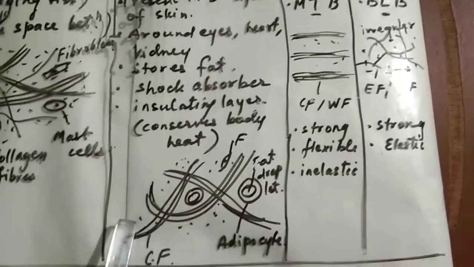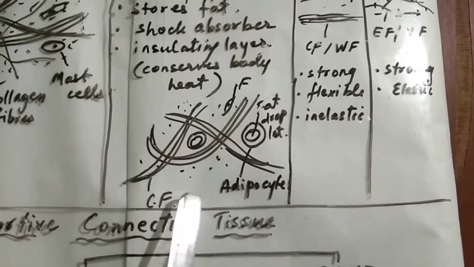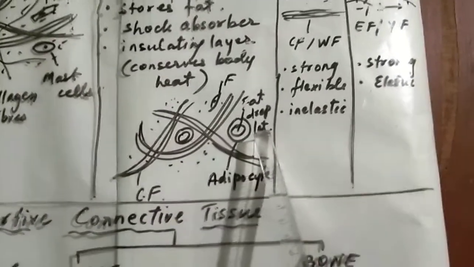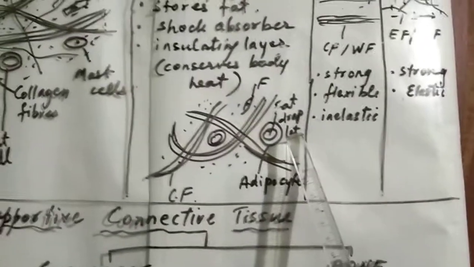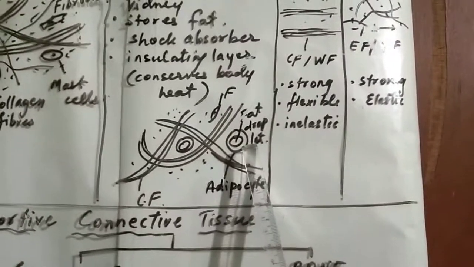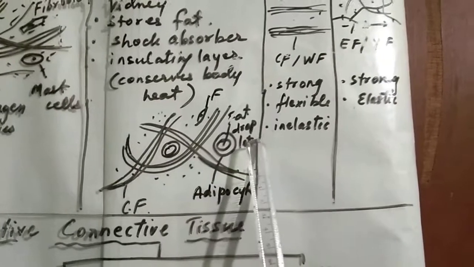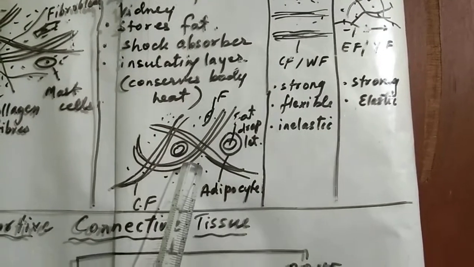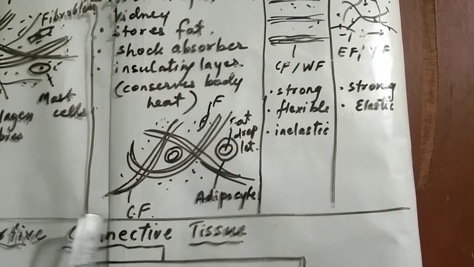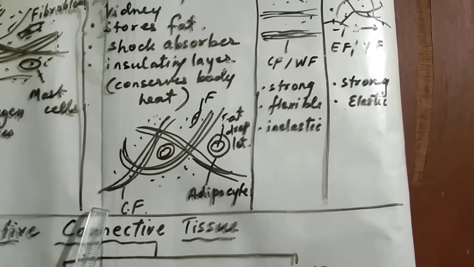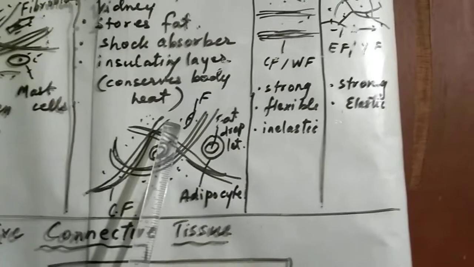If the structure is asked, then you should remember that it consists of adipocyte cells. What are adipocyte cells? They have a big fat droplet. Then it is definitely an adipose tissue with some collagen fibers and some fibroblast cells.